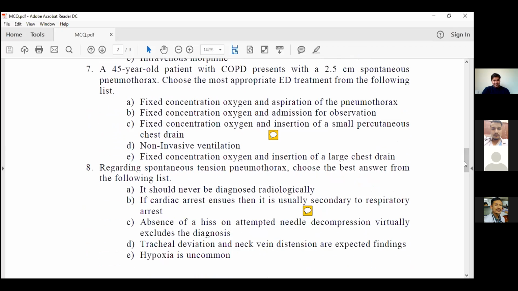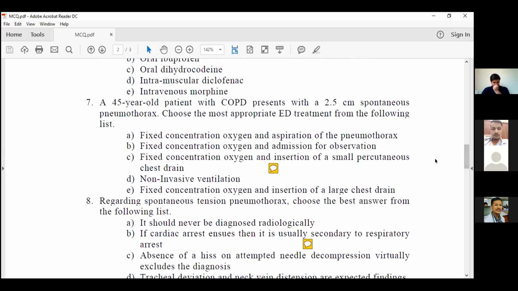And question number 7. A 45-year-old patient with COPD presents with a 2.5 centimeter spontaneous pneumothorax. Choose the most appropriate emergency department treatment from the following list. What may be the answer?